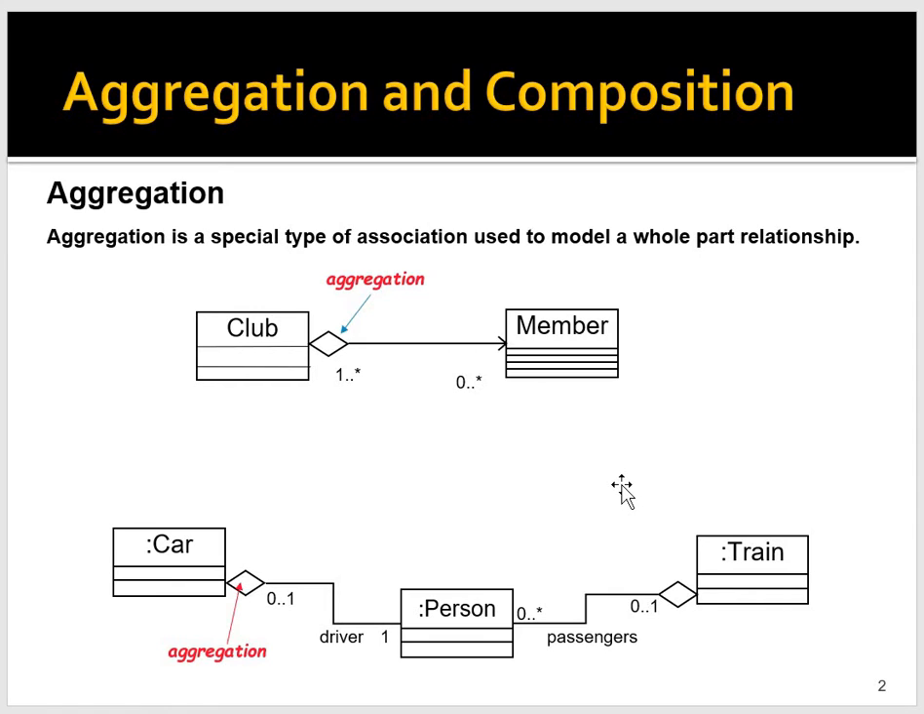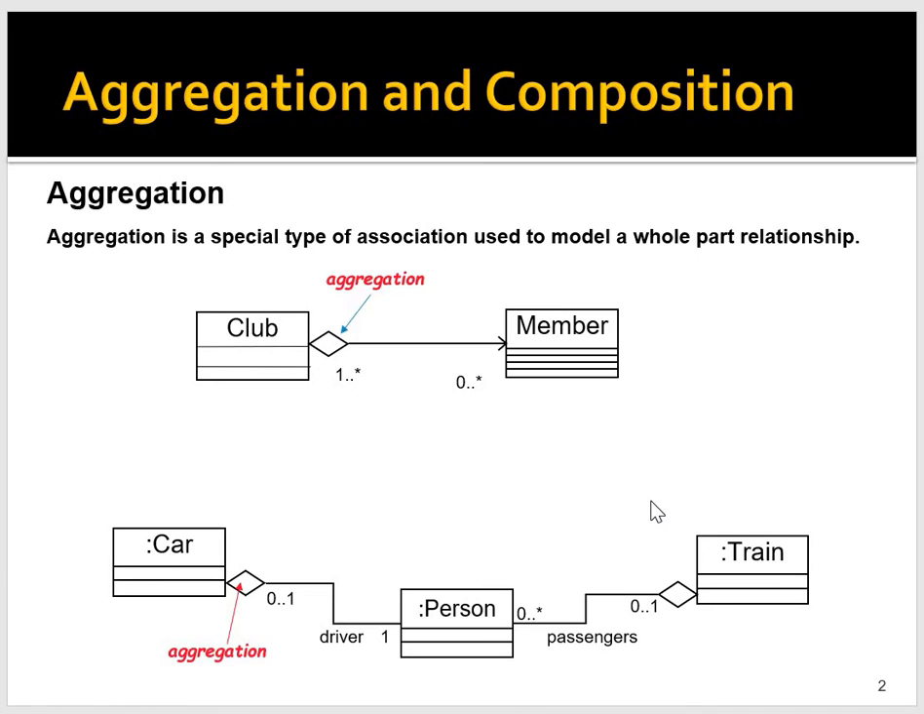Similar to this club and member, we have one more example where there are three classes: car, person and train. Now we can see that the person class aggregates with the car in terms of a driver. It means that the driver is a part of the car. If the driver doesn't exist, it will not have an impact on the car. Similarly, the person is related to the train with an aggregation symbol. Now the person is a passenger for the train. If the passenger is not available, then the train will not have any impact over the part relationship.